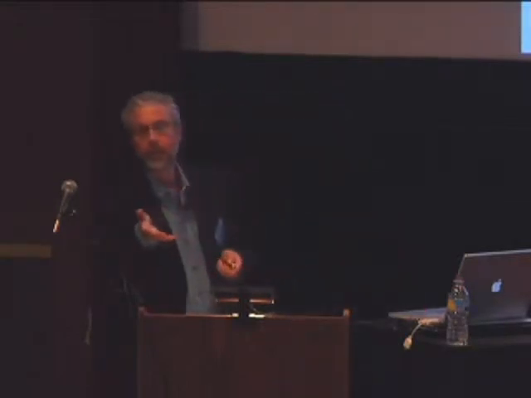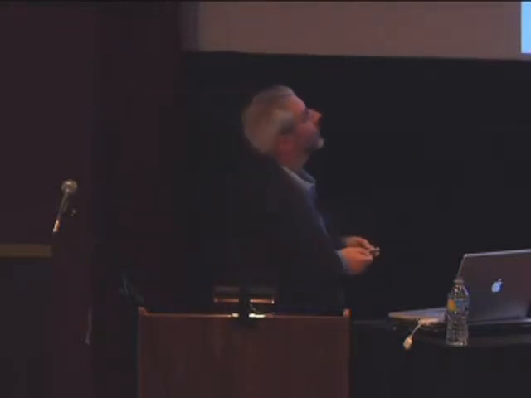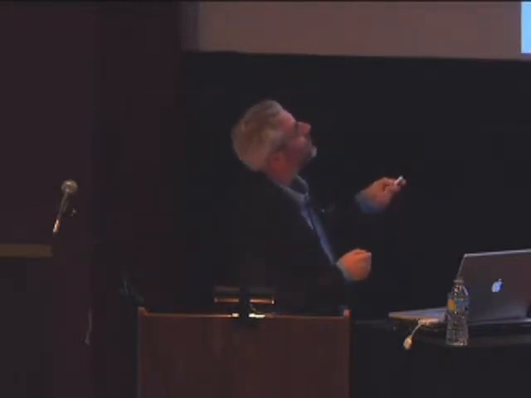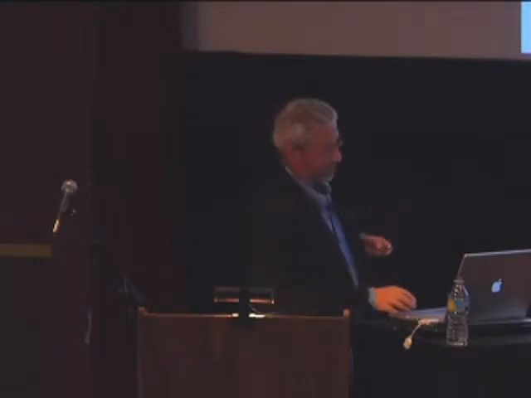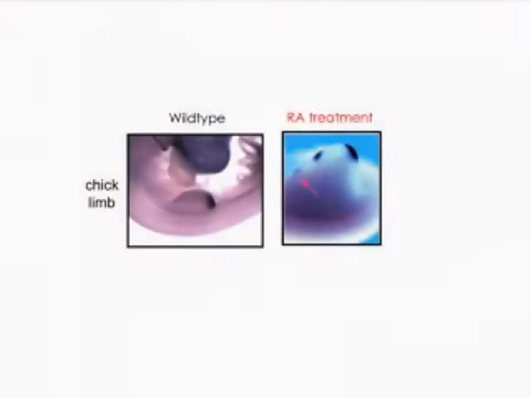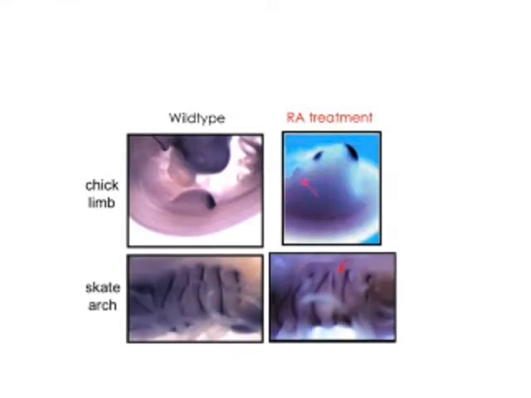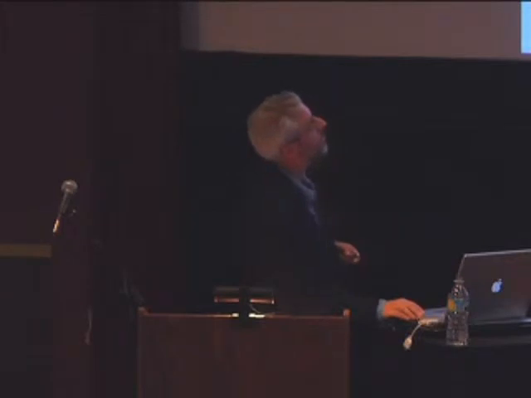Does it behave like a limb when we misexpress Sonic in a variety of ways? And the answer is yes. What we do is treat it with retinoic acid or insert beads or what have you. In a chicken limb, remember, when you treat them with retinoic acid, you get a misexpression of Sonic on the opposite side, and it results in a duplication of the limb. Well, in these arches, you get normal expression, and then you can see here there's a duplicated expression in that arch. You remember it produced a duplication in the appendage.